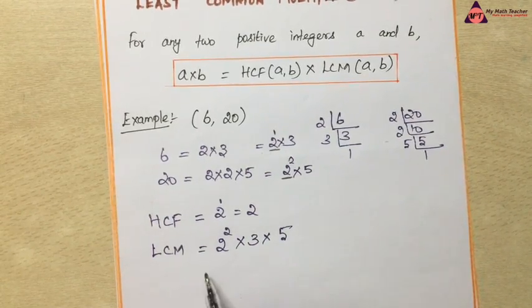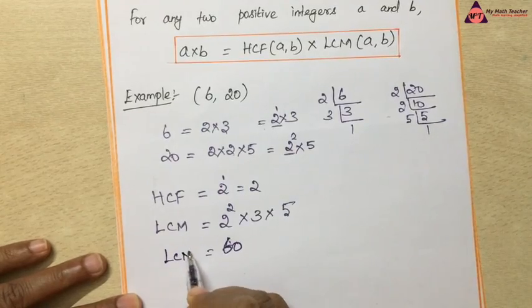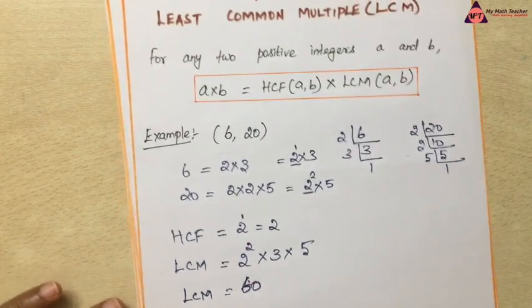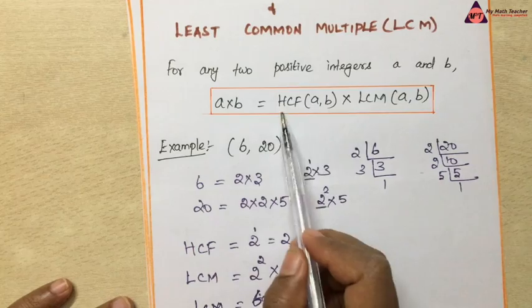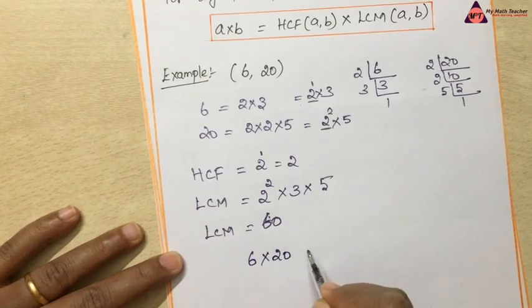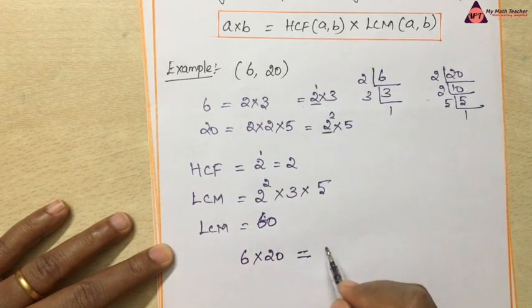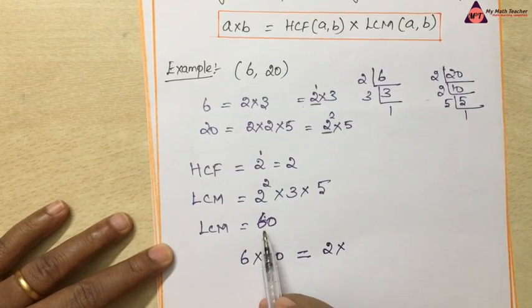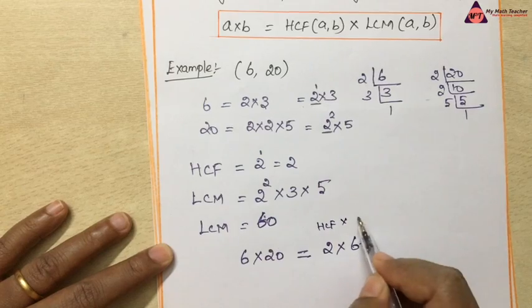Now we will check the value. 2 square is 4. So 4 into 3 is 12. 12 fives are 60. So the answer here is 60. Now LCM is 60. HCF is 2. Now we are going to multiply these two numbers. That should be equal to the HCF value multiplied by the LCM value. 6 multiplied by 20 should be equal to the HCF. What is the HCF of these numbers? 2. HCF is 2 multiplied by the LCM. What is the LCM? 60. This is HCF multiplied by LCM.